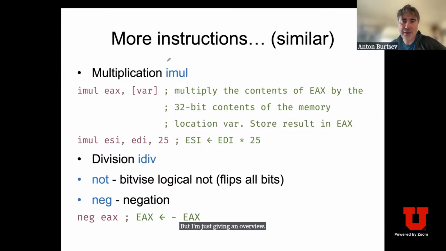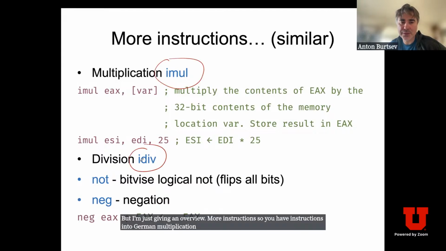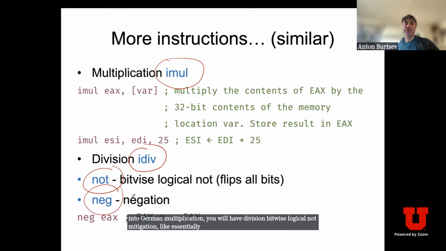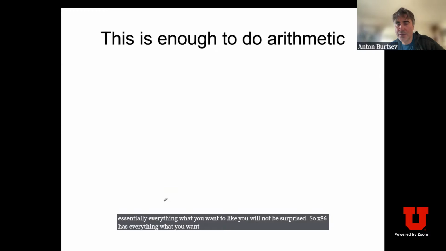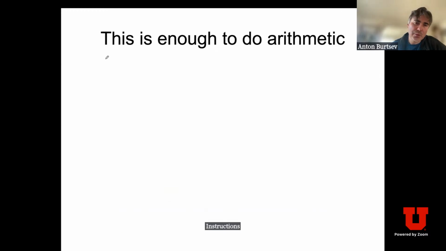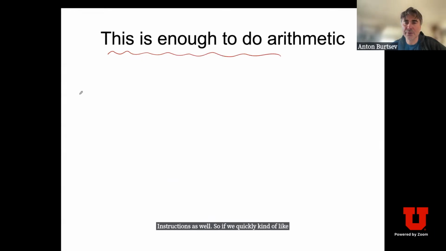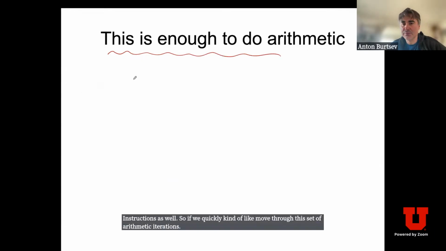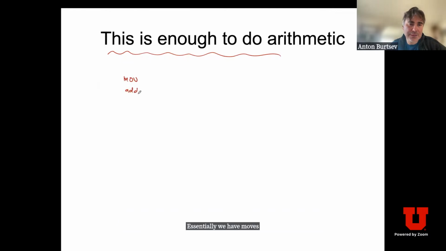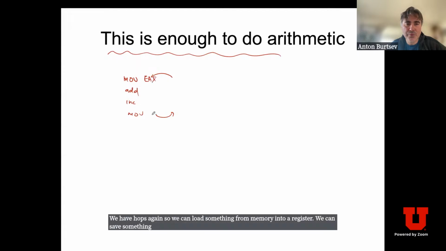More instructions. So you have integer multiplication. You will have division, bitwise logical NOT, negation, essentially everything you want, so you will not be surprised. x86 has everything you want, and some exotic instructions as well. If we quickly move through this set of arithmetic operations, we have moves, additions, increments, and moves again. So we can load something from memory into a register. We can save something from a register into memory, right? So you can write a fair amount of programs.